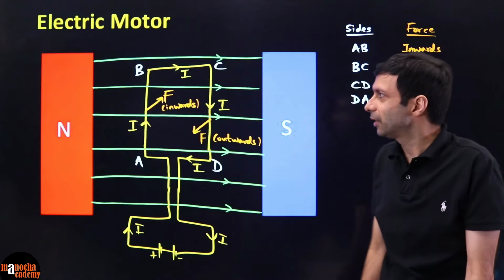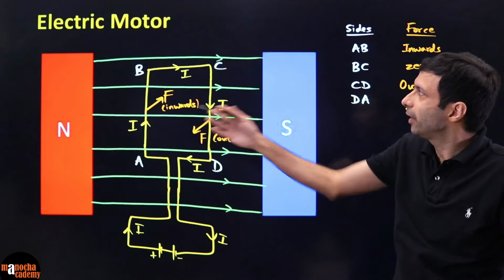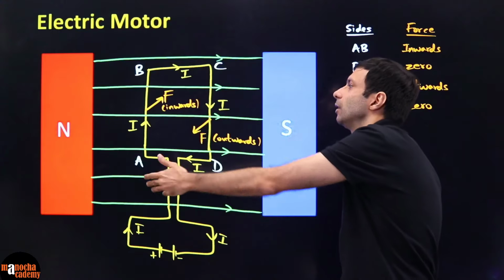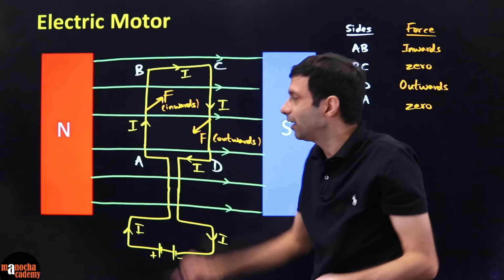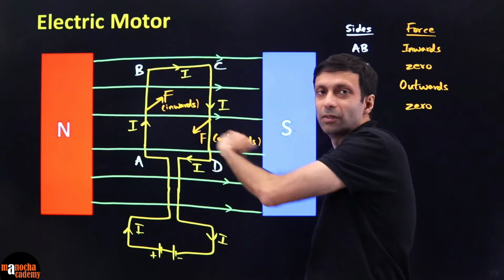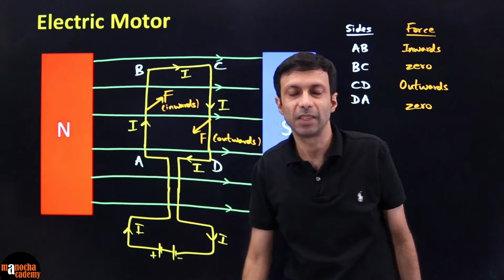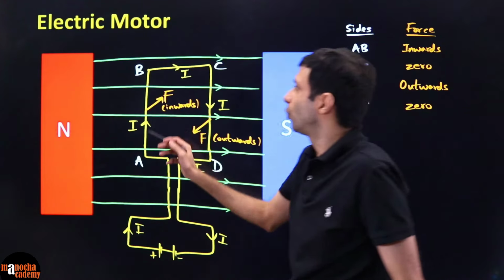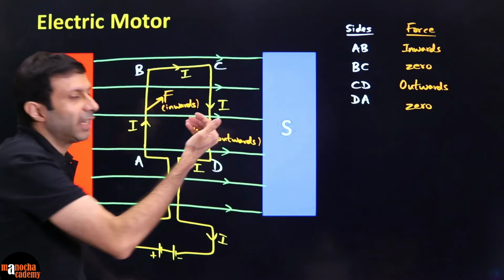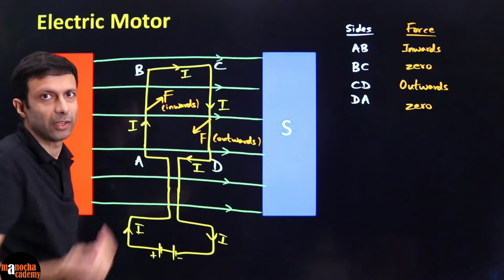So which part is really facing the force? AB and CD. Is the force on AB greater or CD? The magnetic field is uniform, it's the same. The currents are the same, in BIL sine theta the lengths are the same, and the angle is 90, so the forces are equal. Do you guys agree the forces are equal on AB and CD? Yes or no? The force on AB is inwards, and the force on CD is outward, but equal and opposite. So if this is 10 Newton, this is 10 Newton. If this is 20 Newton, this is 20 Newton.